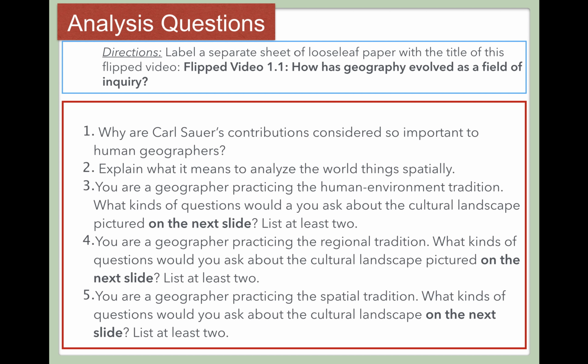What I'd like you to do now, you've been working in your spiral notebook. That spiral notebook is sacred. You go ahead and close that, and you're going to be bringing that with you to class to get credit for your Cornell Notes. What you're now going to do is take out a sheet of paper. This is going to be turned in to me. It's going to have the exact same title that you put on your notes. It's going to have Flipped Video 1.1 with the same heading, How has Geography Evolved as a Field of Inquiry?